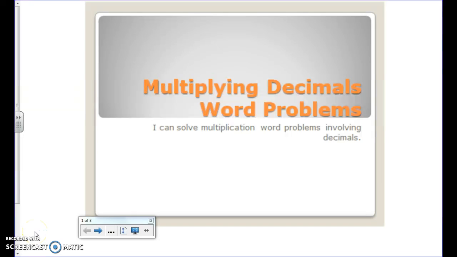Alright, this is Mr. Gillum, and today we're going to do a few multiplication word problems. Hopefully by the end of this you will understand how to solve some of these word problems involving decimals and multiplication.